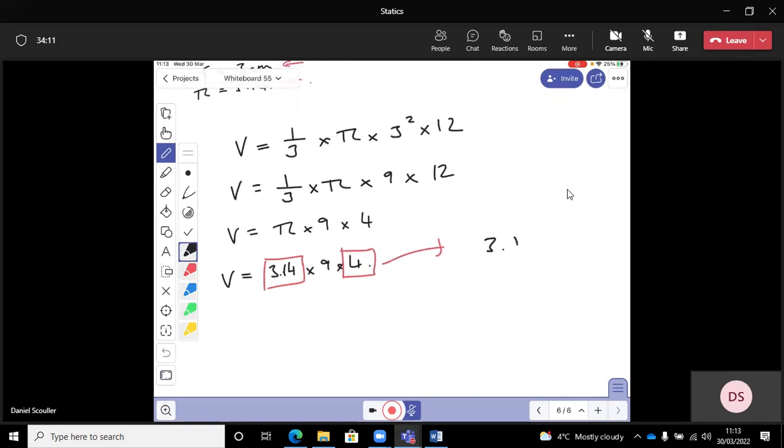And I'll just do it in the column method. Okay, 4 times 4 is 16, carry the 1. 4 times 1 is 4, plus the 1 is 5. The decimal stays in line. Okay, and then it's 4 times 3, which is 12. Okay, so V equals 12.56 times 9.